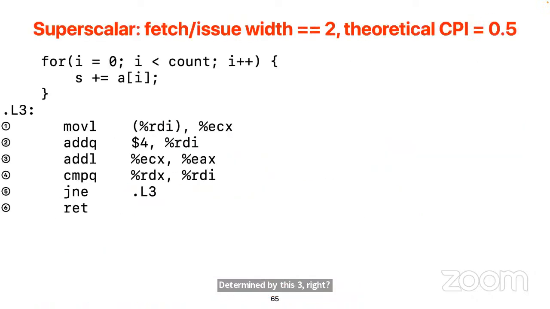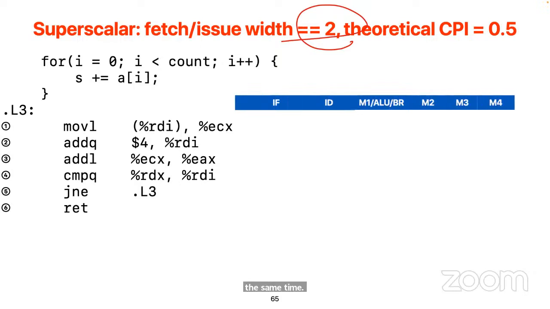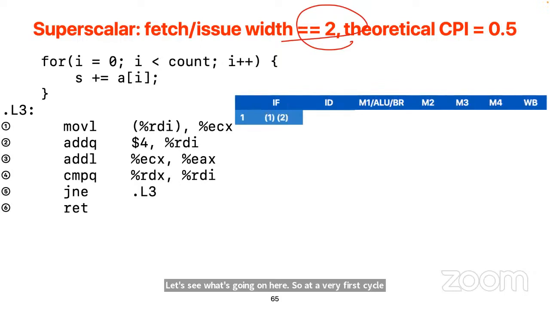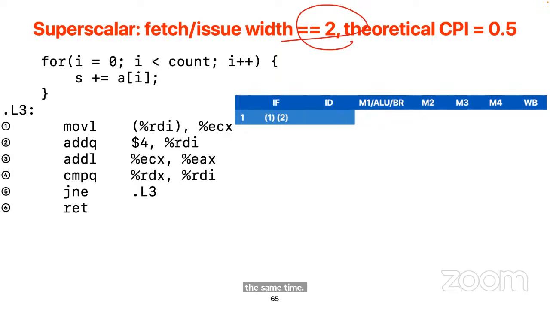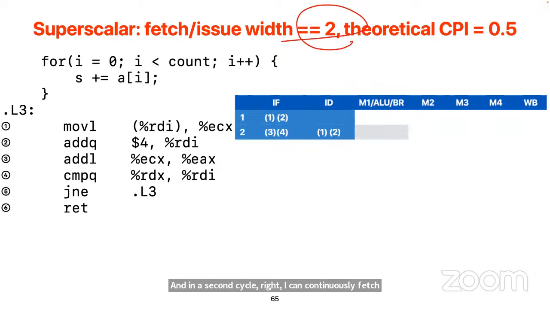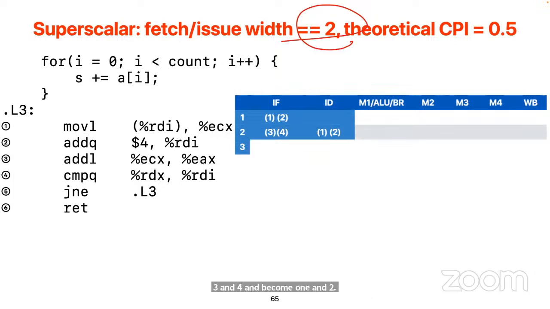Say I have a processor with fetch, decode, and issue width equal to 2, which means I have the capability of fetching 2 instructions and executing 2 instructions at the same time. Let's see what's going on here. At the very first cycle, I am able to fetch 2 instructions at the same time, so you see 1 and 2 are in the pipeline now. In the second cycle, I can continue to fetch 3 and 4 and decode 1 and 2. So I have 2 more instructions in the pipeline.